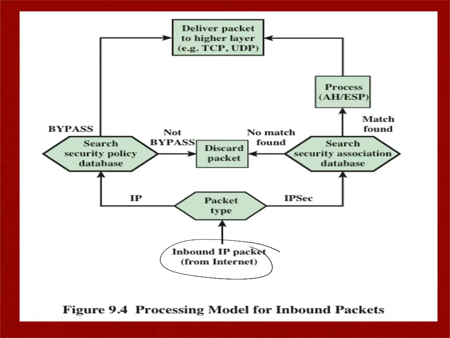So now we need to specify the packet type. If it's IP, what does that mean? It means this traffic was bypassed. It's at the end of the tunnel, yes, but this traffic was bypassed from the entry point of the tunnel. So here I don't have to do anything specific other than check another time the security policy database to make sure that indeed the rule is bypassed.